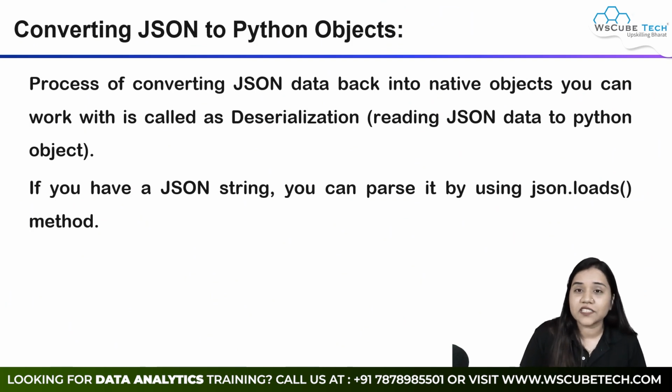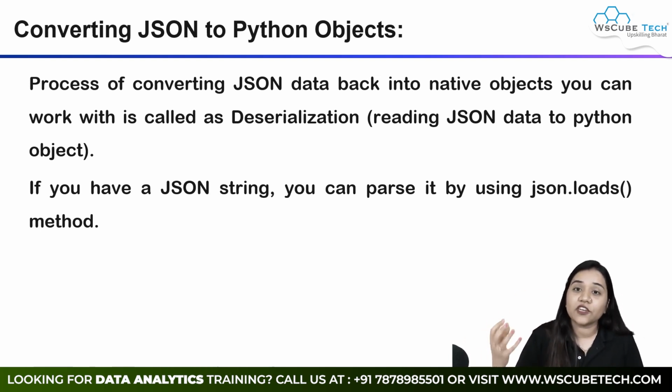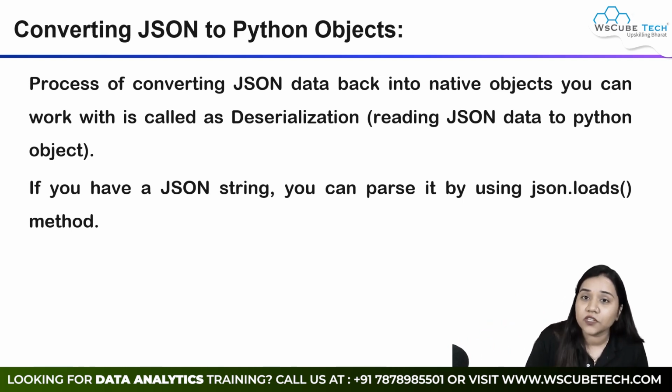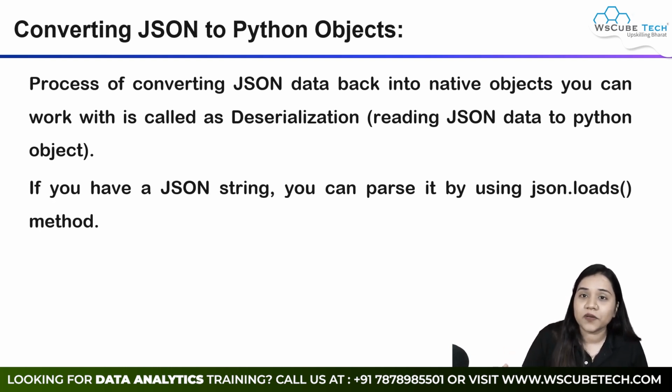The process of converting JSON data back to Python data is called deserialization, or it can also be called decoding. If you have a JSON string, all you need to do is use the json.loads method to take that data in the form of Python. So if data exists in the form of JSON, and you want to use it in your program, iterate it or run any function on it, you can use the json.loads method to take that data in the form of Python and work on it. So let's have a look at how it can be done.